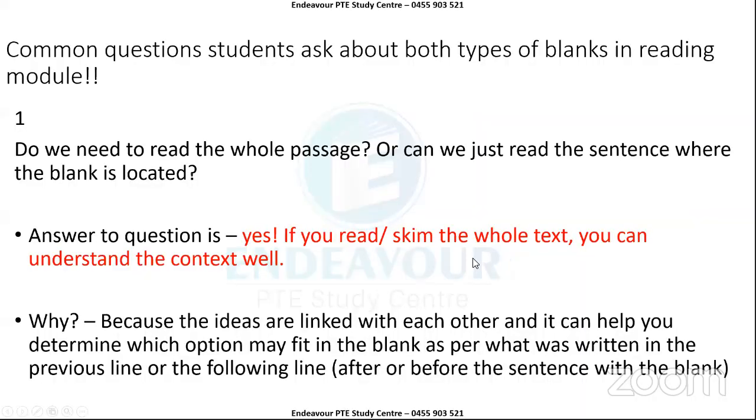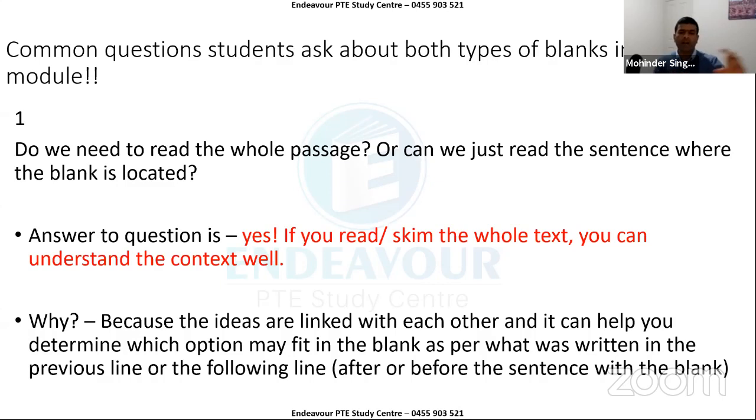Here we go. So do we read it? Yes, we do need to read the passage, because if you read the passage fully, you will be able to get maximum understanding out of the given text, and it will help you to pick the right blank. Next one was why? Because the ideas are linked with each other, and it can help you to determine which option may fit in the blank as per what was written in the previous line or the following line. So remember, they give you one passage, and passage means one paragraph in most cases.